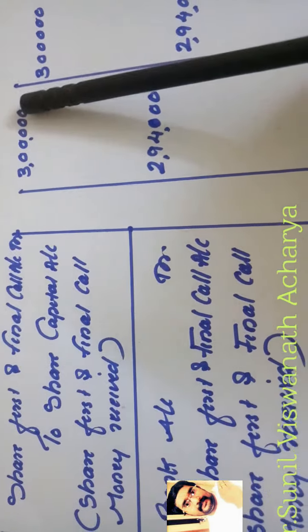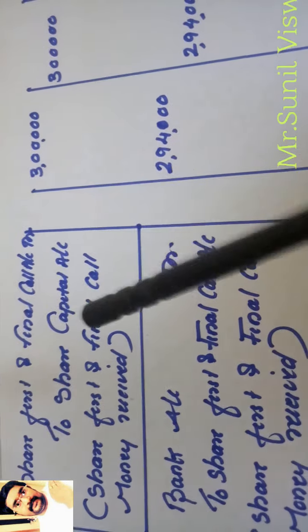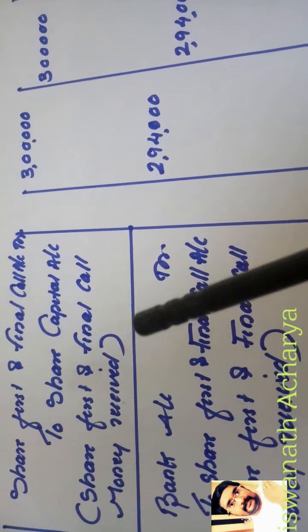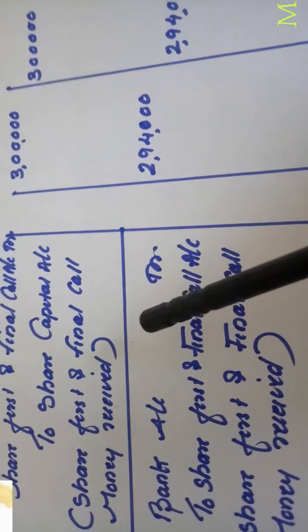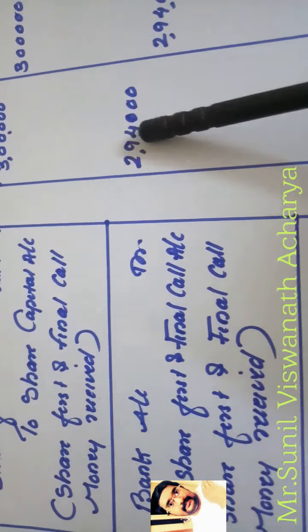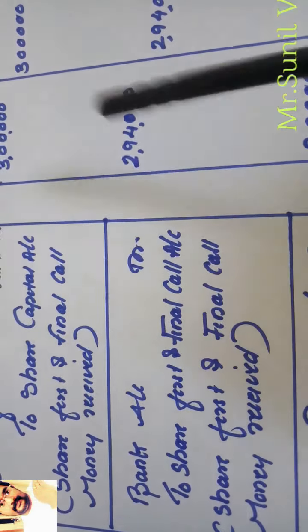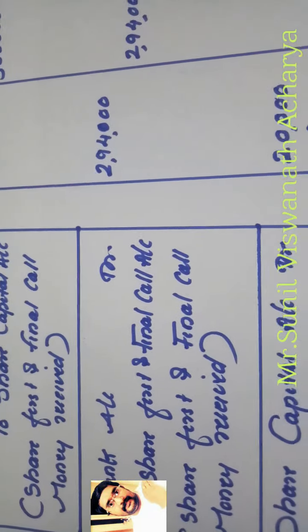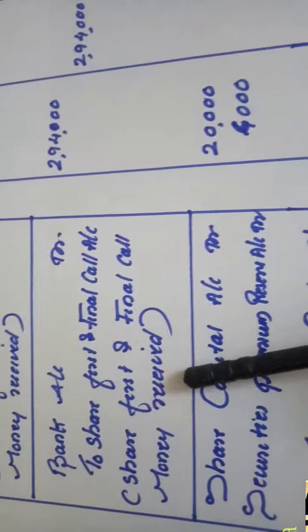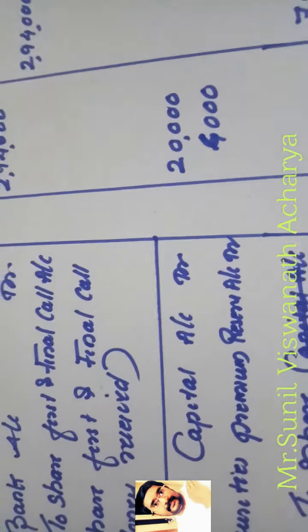We know out of 3 lakh, 2000 shares, the person has not paid allotment money as well as first call money. So for 2000 shares we have not received first call money. 2000 into 3, how much rupees? 6000 we have not received. So balance 3 lakh minus 6000, that is 2 lakh 94,000 only first call money we received. I am not opening a call-in-advance account here because the question is not mentioning it, so there is no need to open it. Now the narration: share first and final call money received.